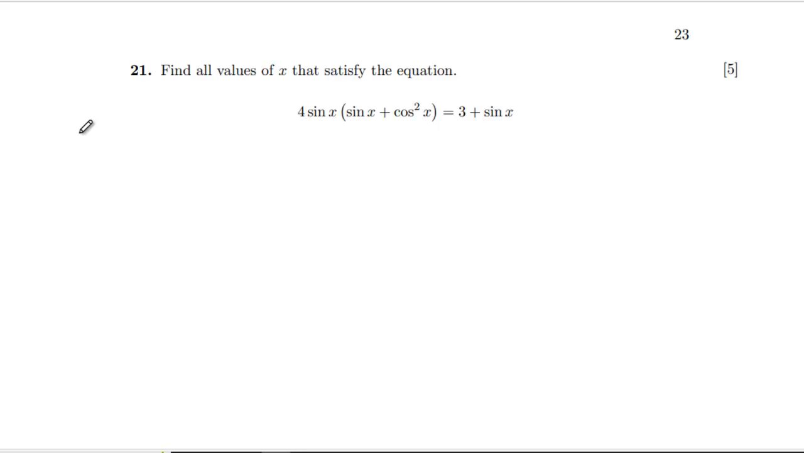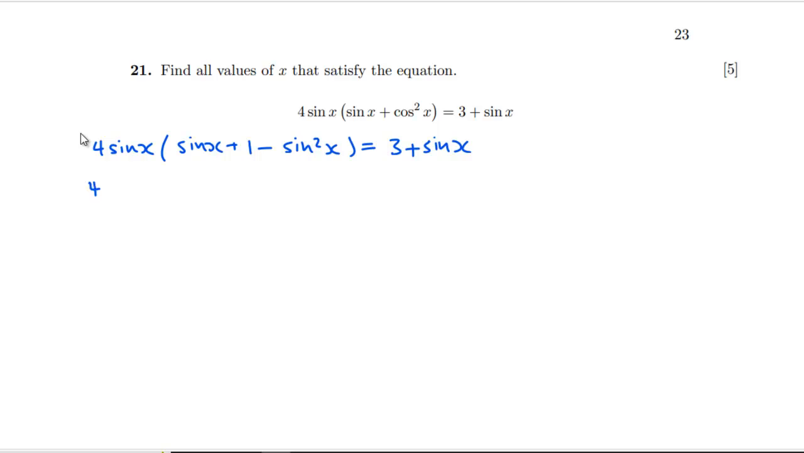Question 21. Find all values of x that satisfy that equation. Oh, yawn. Right, well, we're going to want to get rid of the cos squared bit here, get everything in a quadratic in sine. I mean, talk about lack of imagination putting in a question like this. So we've got 4 sine x, sine x, and then cos squared x is 1 minus sine squared. So we've got 1 minus sine squared x is equal to 3 plus sine x.